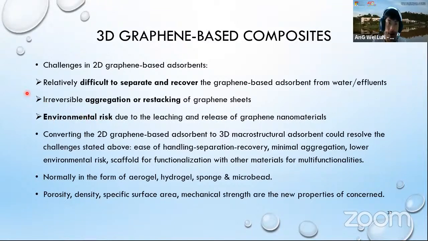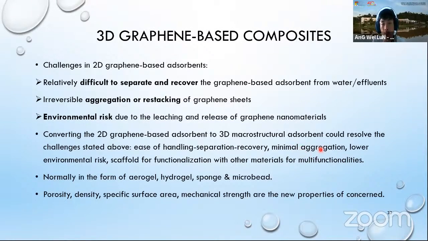So these are the challenges of the two-dimensional graphene-based adsorbents, and we think that if we can convert these two-dimensional graphene-based adsorbents to a 3D macrostructural adsorbent, then we could resolve some of the challenges above. Because if it is in three-dimensional form, it's easier for us to handle. You can take it using your hand, remove it, separate it from the water, and then reuse it.